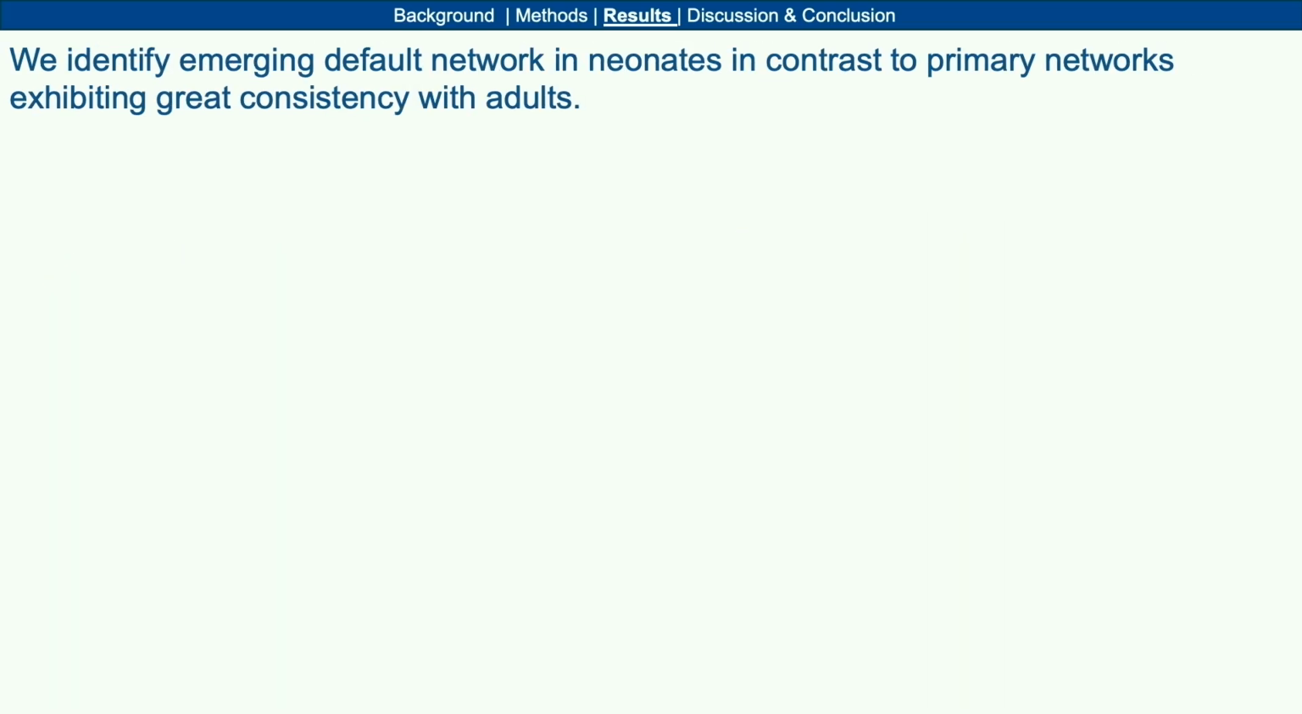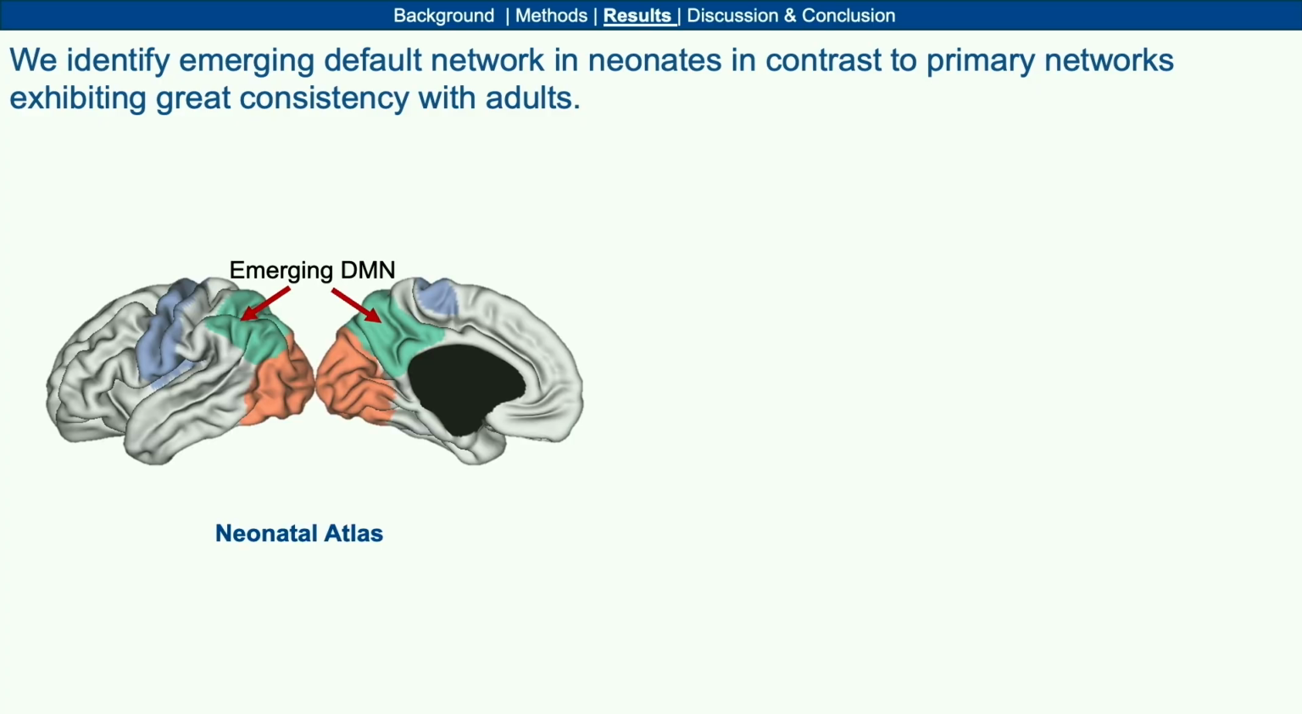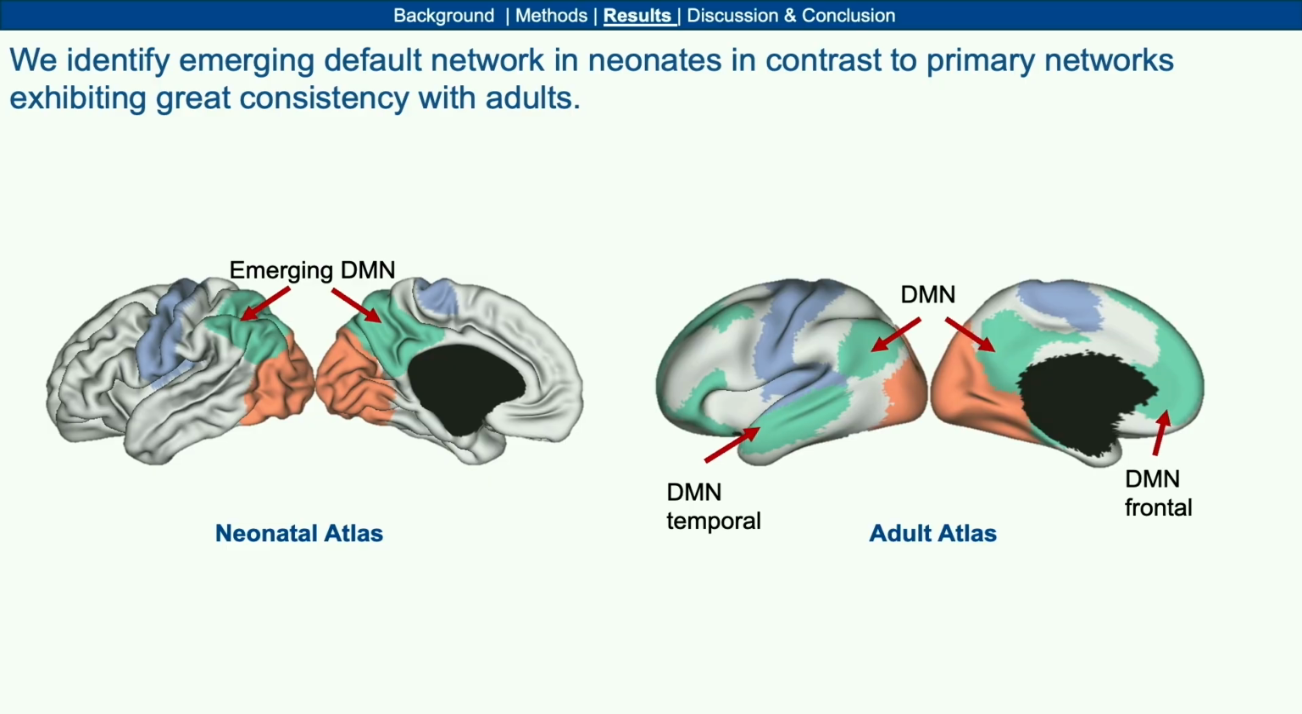So, as we talked about, the default mode network, emerging default mode, there we see something different. The emerging DMN is here, and when we see the adult one, the DMN of the frontal and temporal regions are actually missing in the neonate, because it is still emerging. It's not yet fully developed. But when we look at the somatomotor and the visual components, which are the primary networks, they look pretty similar. So yeah, emerging default mode is the main thing here that we are able to find and delineate properly.